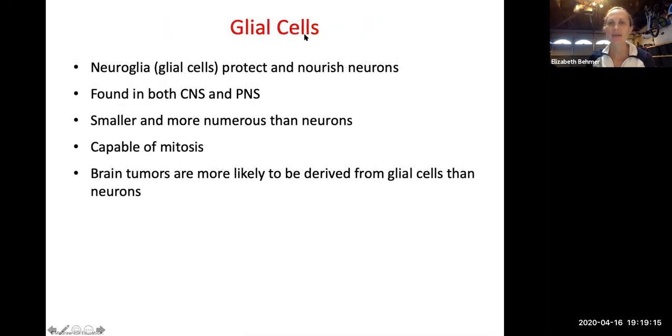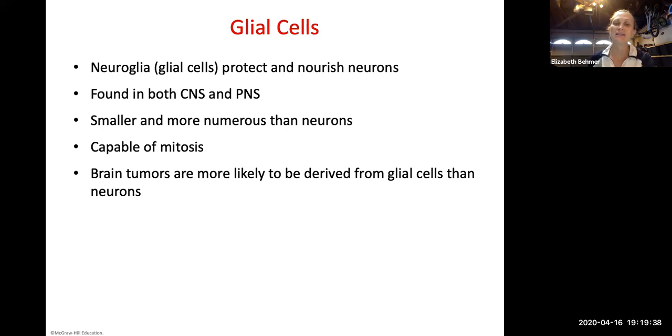All right, so then we get to neuroglial cells. They are also known as just glial cells. They protect and nourish neurons. They're found in both your central nervous system, your brain and spinal cord, and also your peripheral nervous system. They're smaller, they're more numerous. So if we were looking at a histological slide, we'd see a lot of glial cells and only a few neurons.